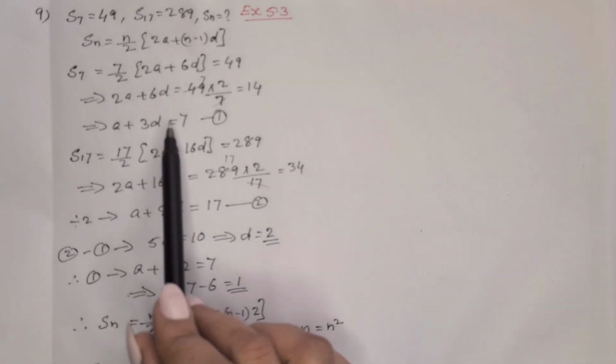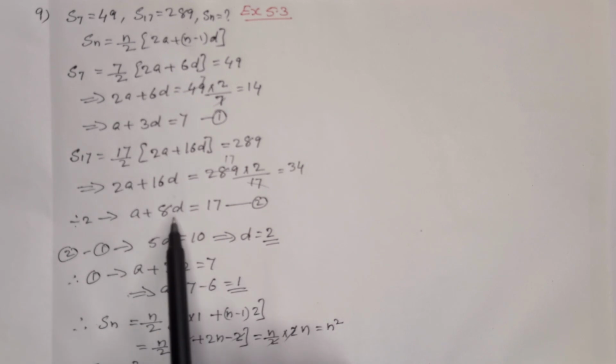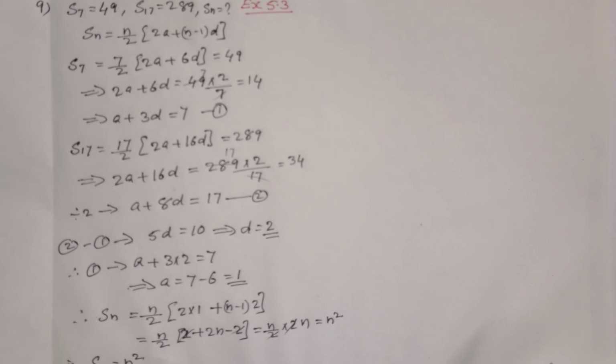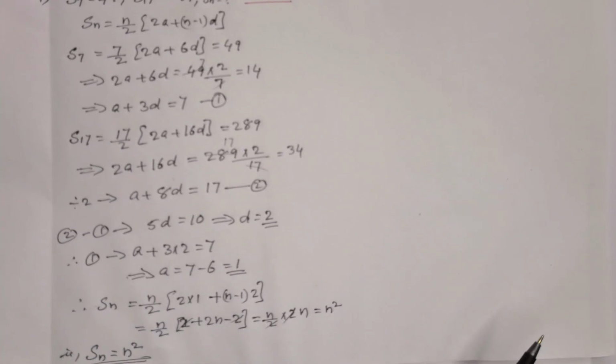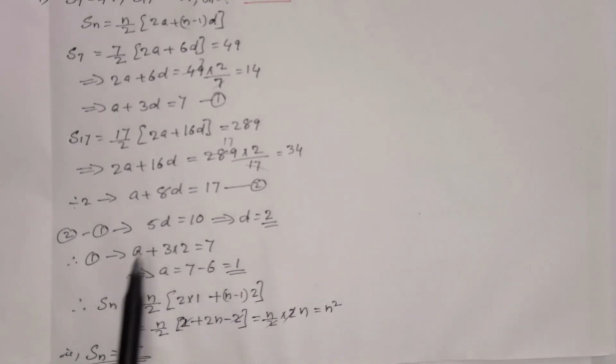From equations 2 and 1, 2 minus 1, a will cancel, 8d minus 3d, that will come 5d is equal to 10, then d is equal to 2. Put that value in equation number 1, then we will get a is equal to 1. Then Sn is equal to n by 2 into 2a plus (n minus 1) into d. d is 2, so 2 into 1, 2. Open this bracket, 2n minus 2. The 2 will cancel. Then n by 2 into 2n, the 2 will cancel, then n square. That means Sn is equal to n square.